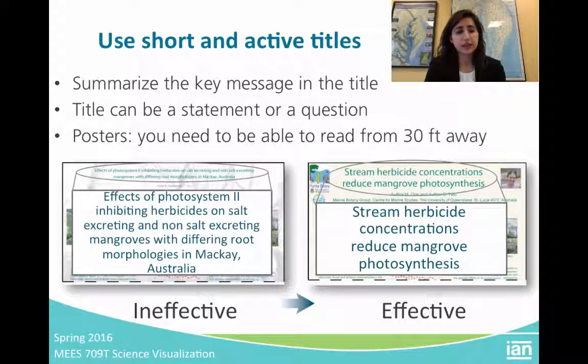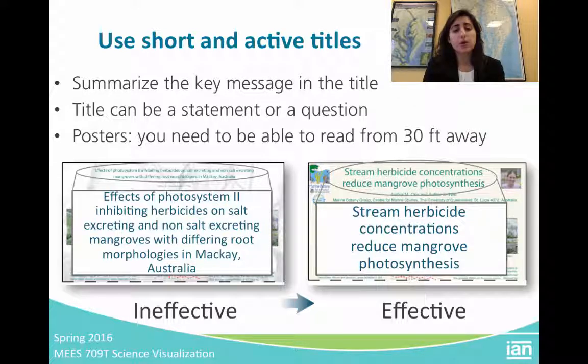So you can see an ineffective title here. I'll read it aloud. Effects of photosystem 2 inhibiting herbicides on salt-excreting and non-salt-excreting mangroves with differing root morphologies in Mackay, Australia. Now, after reading that title, the only thing I got out of it was Australia and mangroves, and I have no interest in reading further. I don't care about salt-excreting, non-salt-excreting, photosystem 2 doesn't mean anything to me.